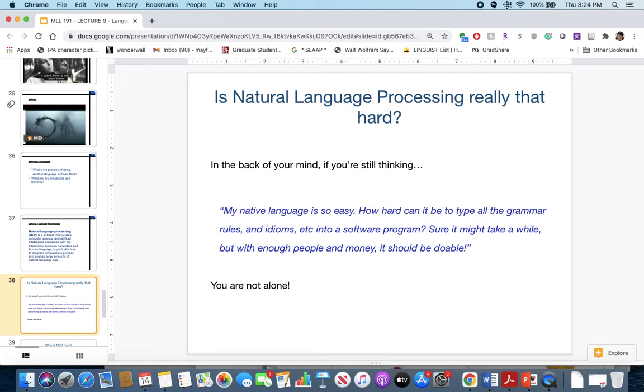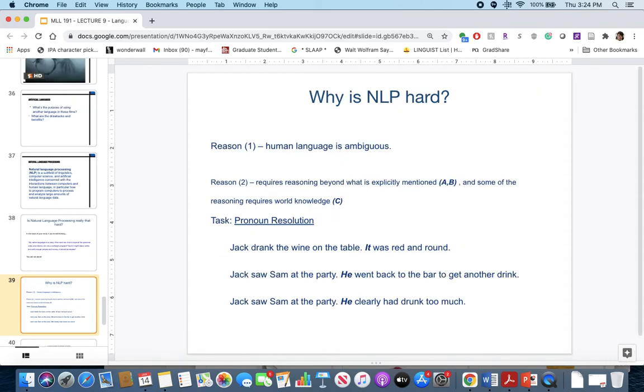Right? A lot of people think that this is very easy, but it's actually very hard because, like we mentioned, human language is very ambiguous, right? So, for example, if I said Jack drank the wine on the table, it was red and round. Are you talking about the wine? Are you talking about the table? Are you talking about Jack?